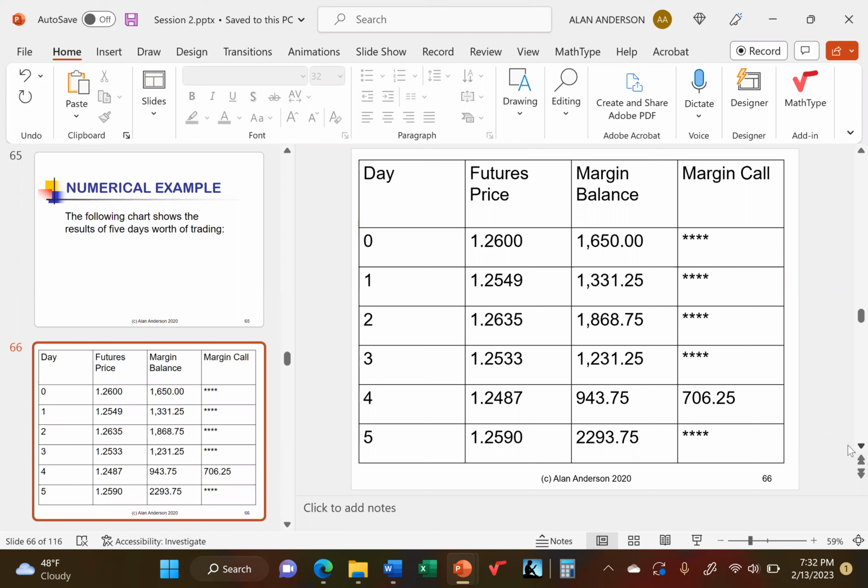So the margin balance is up to 2293.75. And now if I choose to do so, I can withdraw the difference. 2293.75 minus 1650. That means there's $643.75 that I could take out if I wanted to. All right. So the margin call just means we have to put money back in, but I also may withdraw the money if it's in excess of 1650. I may not want to, but I certainly can if I want to.